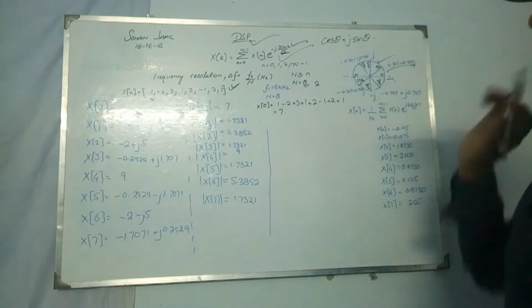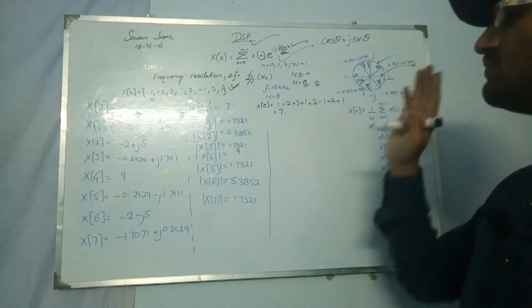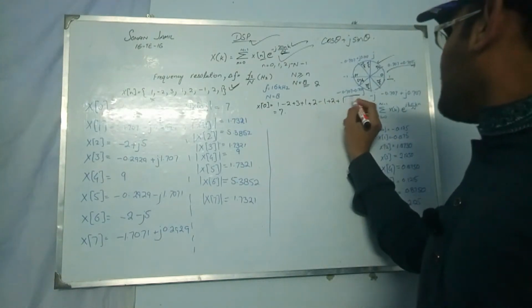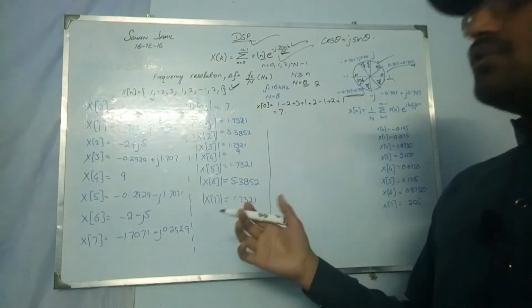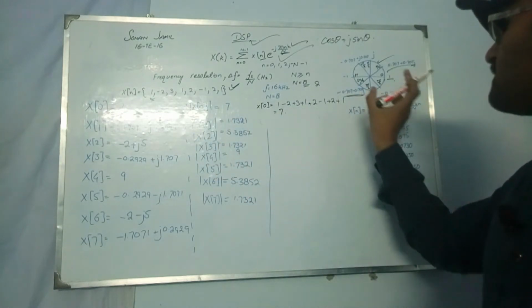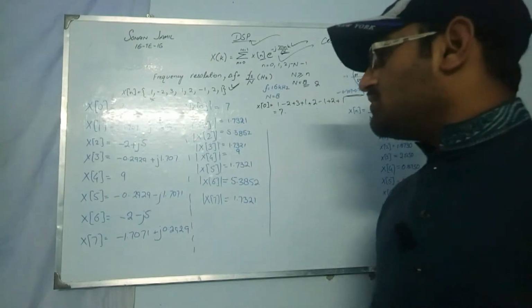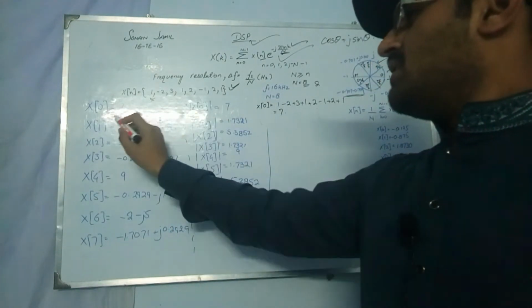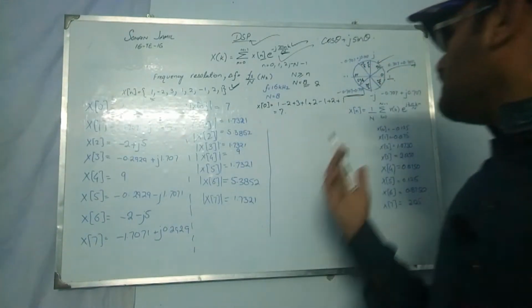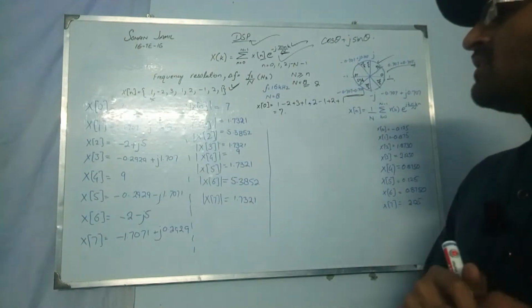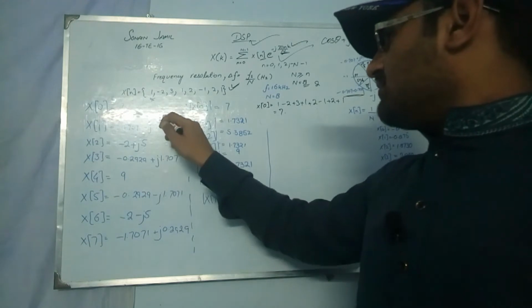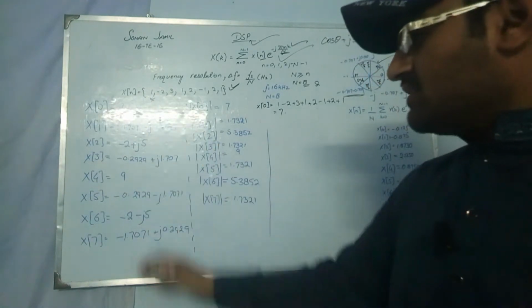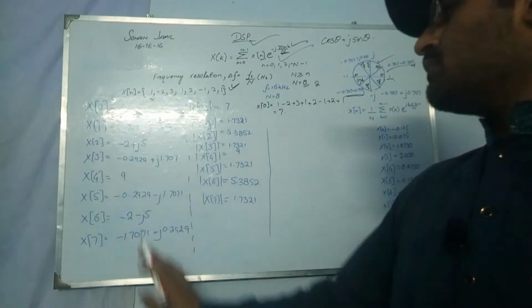Why do we draw this circle? Because we need these values again and again. So if we draw this circle, it will be easy for us to just pick these values and substitute in this, and we will get the answer. So this signal in frequency domain will be like this one, as I have calculated.